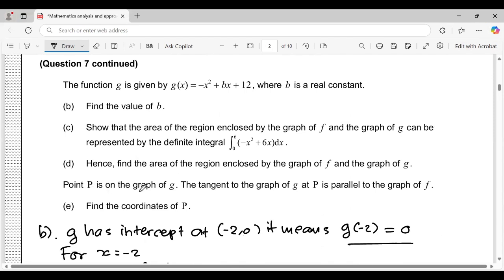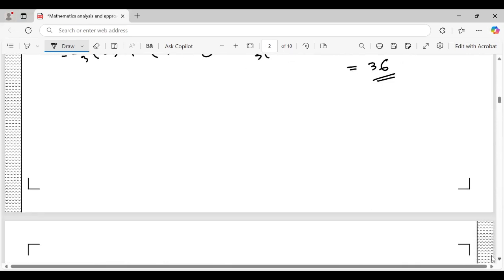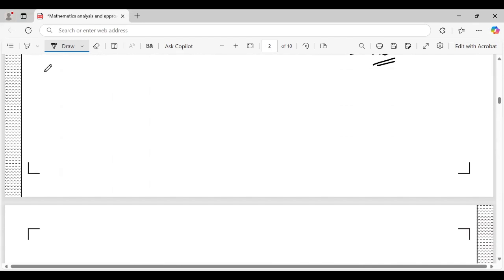Point P is on the graph of g. The tangent to the graph of g at P is parallel to the graph of f. Find the coordinates of P. If parallel, it means they have the same gradient. f(x) equals minus 2x plus 12. So the gradient of f(x) is minus 2.